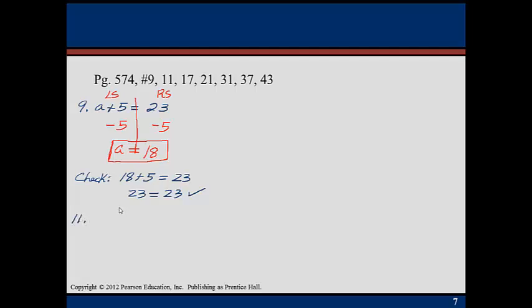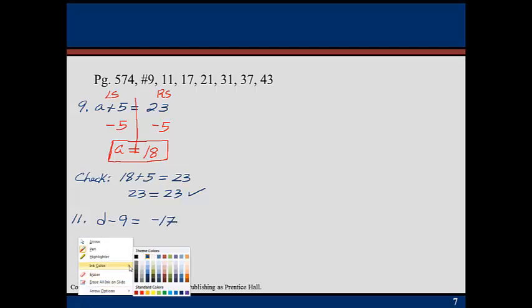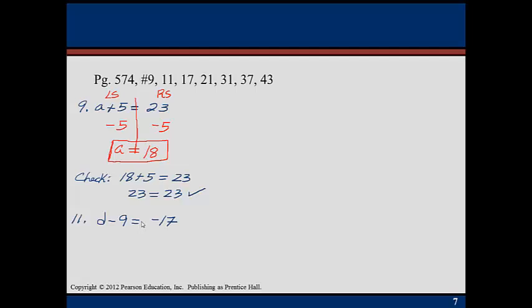Now we have d minus 9 equals negative 17. We're going to do the same thing again. Draw the line down the equal sign. This represents my gate. This is the left side of my equation. This is the right side of my equation.